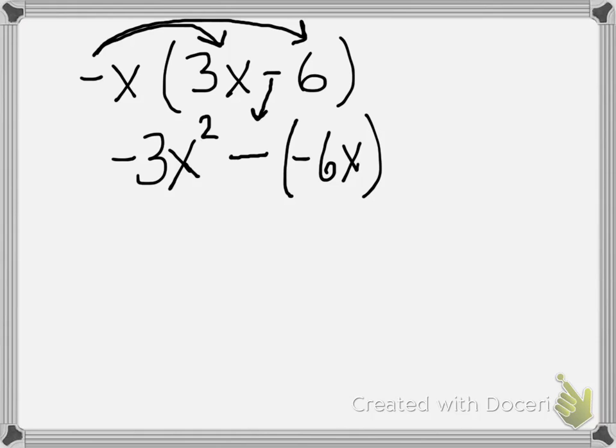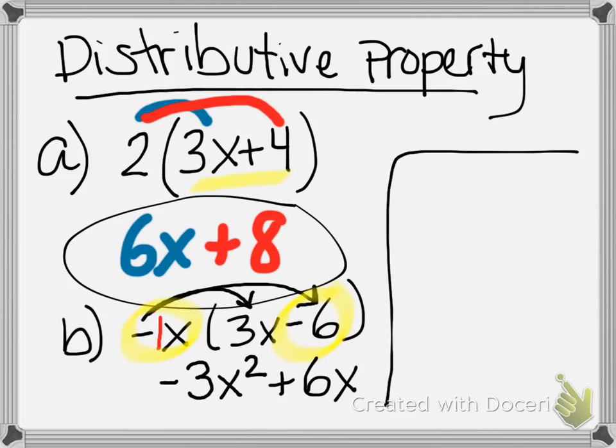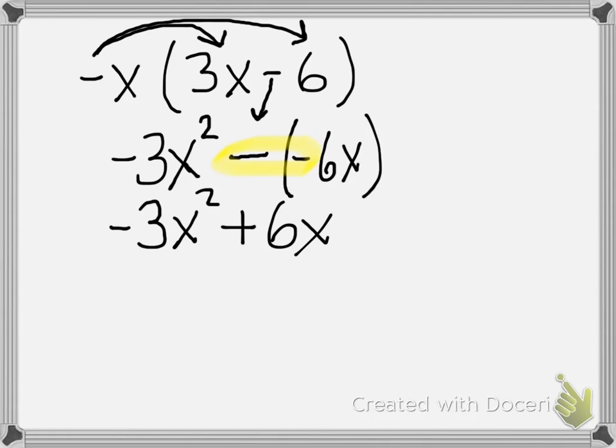So now to simplify this, you don't want to leave double signs in there. Subtracting a negative is the same as adding. We talked about that in section 12.2. So if I was to simplify this farther, it's 3x squared plus 6x. Some students like to do it this way, some students like to do it that way. It doesn't matter, whatever way works for you.